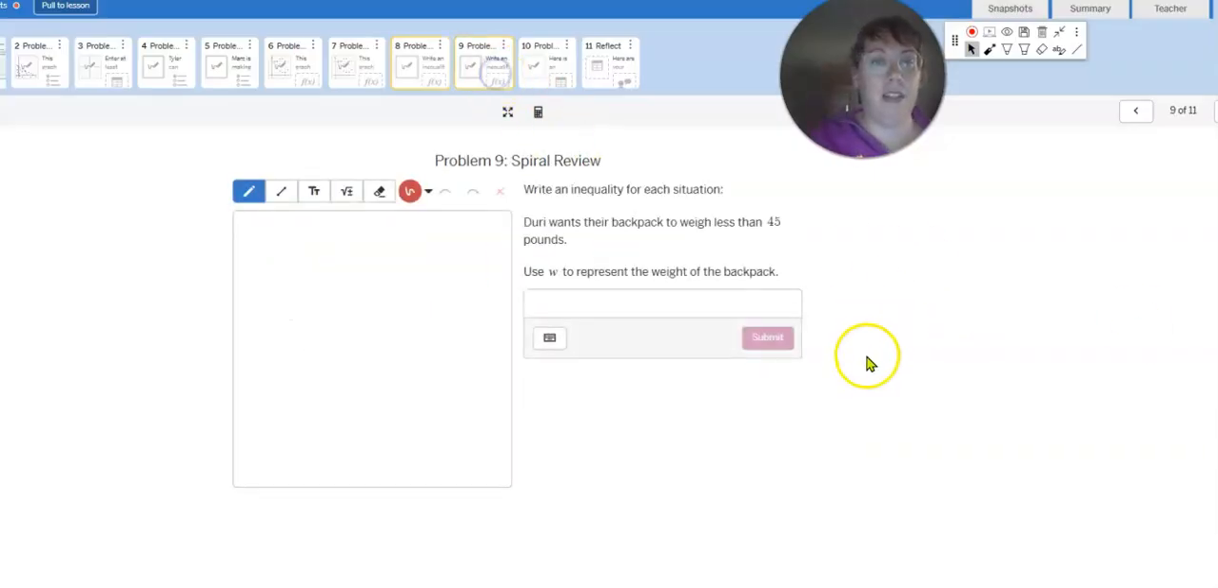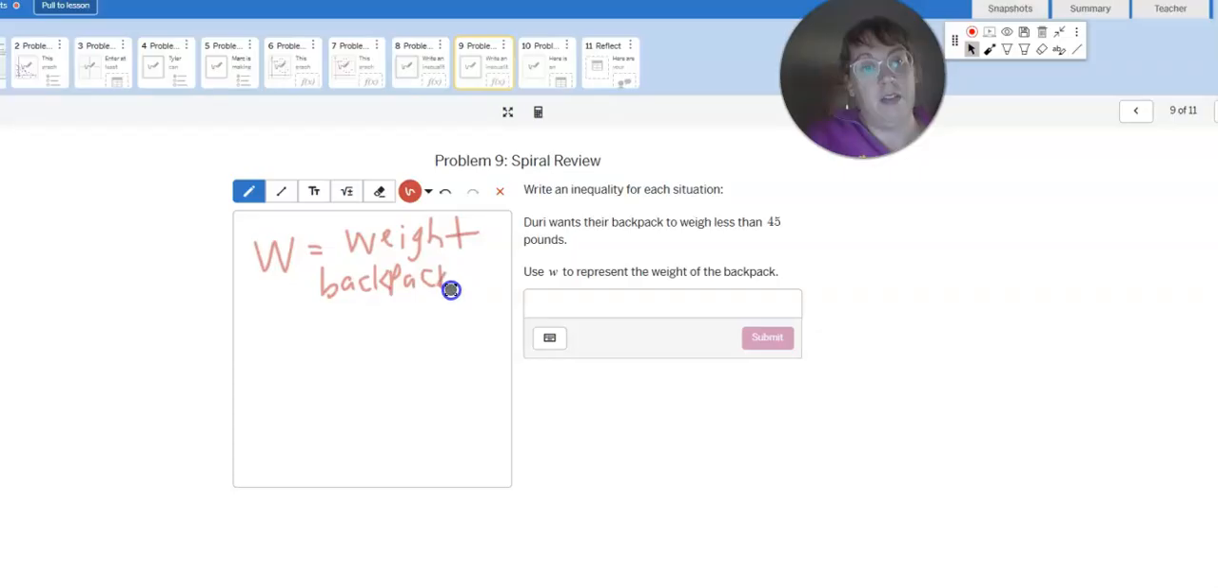Beautiful. Slide 9, Dury wants their backpack to weigh less than 45 pounds. So W is the weight of the backpack. So we want W to be what? If we want it to be less than 45 pounds, what would that inequality look like? Take a second to write that there and check your answer.